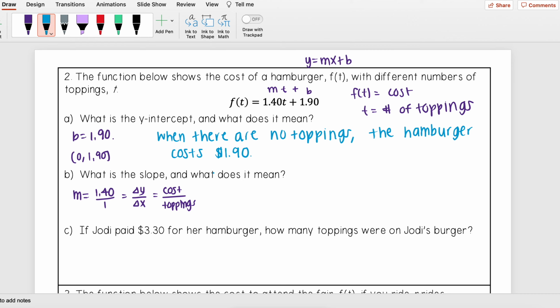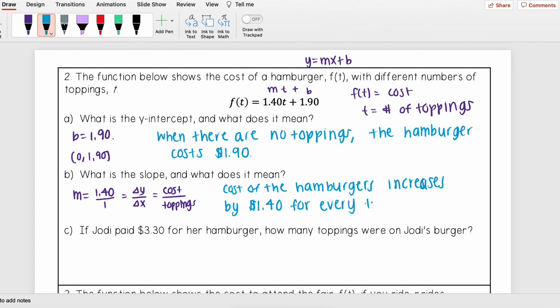So that means that the cost of the hamburger increases by $1.40 for every 1 topping, or I can just say for every topping. So every time you add a topping, the price increases by $1.40.